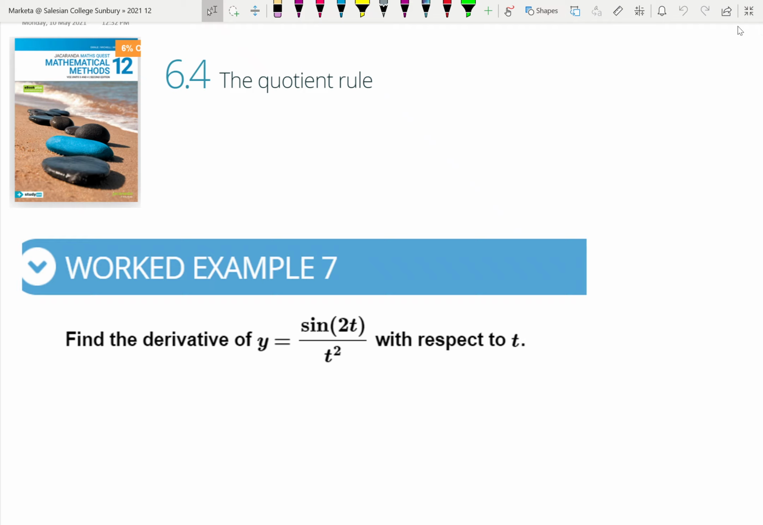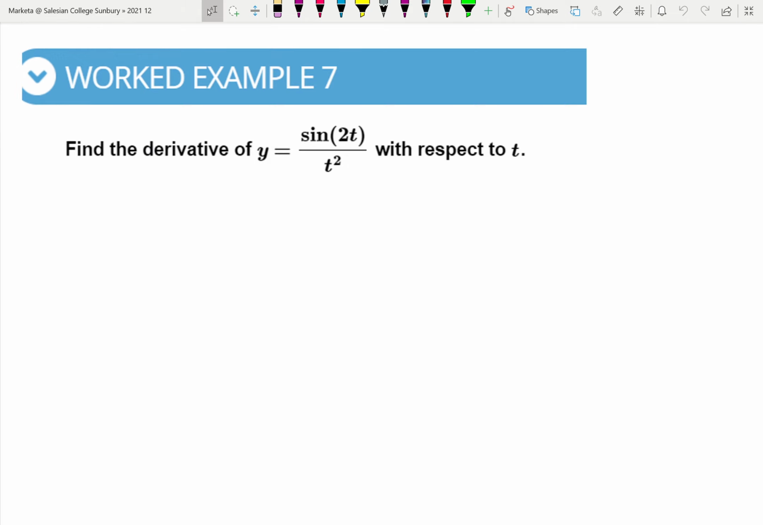Hi guys, today I'm going to be doing the worked examples from exercise 6.4. This is teaching us the quotient rule, and it's of course from your Year 12 Jacplus textbook. We're going to start with this one here, where we've got the derivative of sine 2t over t squared.